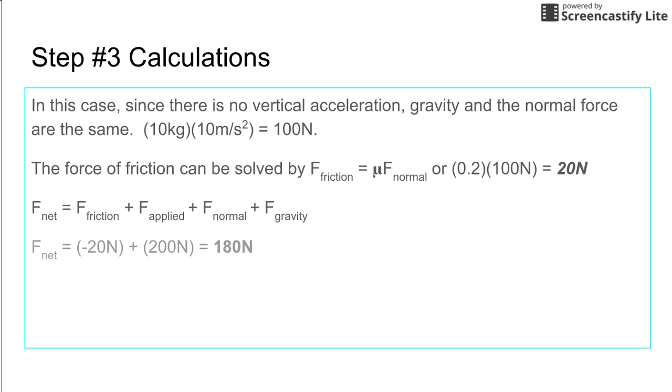So as I simplify this a bit, what I've got is my force of friction plus my applied force is going to equal my net force. Again, the force of friction is negative because it's acting in the opposite direction of the motion. So I'm going to take negative 20 newtons plus 200 newtons that was given to us in the problem, and I'm going to get 180 newtons for my net force. And then with that, I can just use Newton's second law, rearranging it to solve for the acceleration. And I get 180 newtons over 10 kilograms, or 18 meters per second squared is my acceleration.